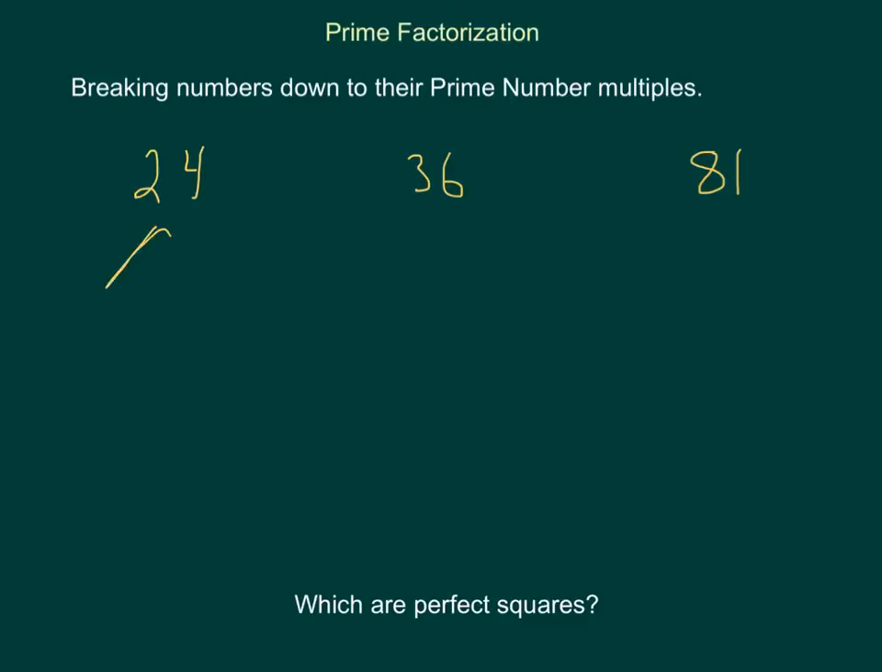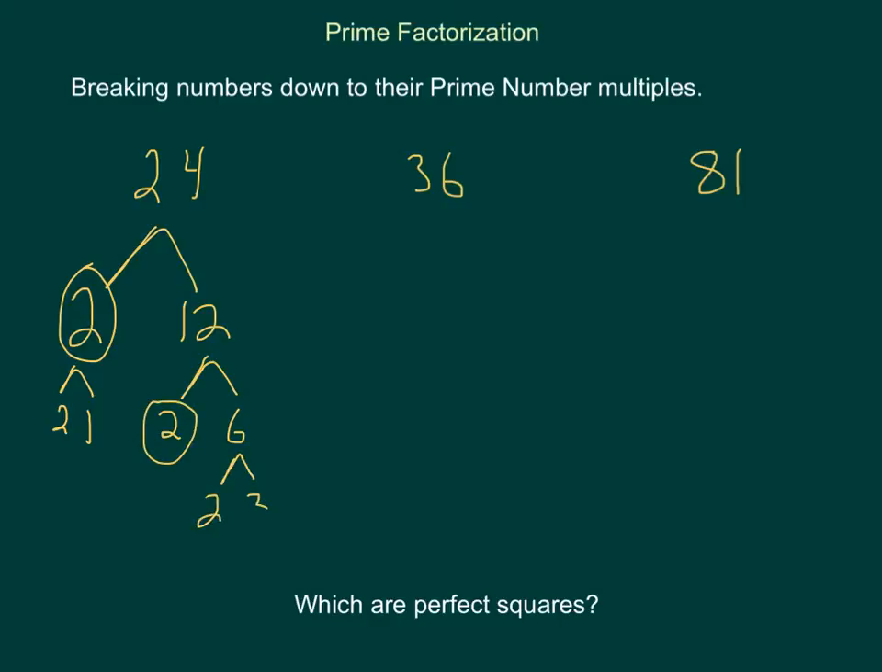So we can break 24 down. Well, let's look at it. 2 times 12 gives us 24. So 2 can only be broken down to 2 and 1, so we've got one prime factor there. Now we can break 12 down further into 2 times 6. We know that 2 is also a prime number, so we're done there. And 6 can be broken down into 2 times 3. So now we've got our prime number multiples. So that means that our prime number multiples are going to be 2 times 2 times 2 times 3, which gives us 24.